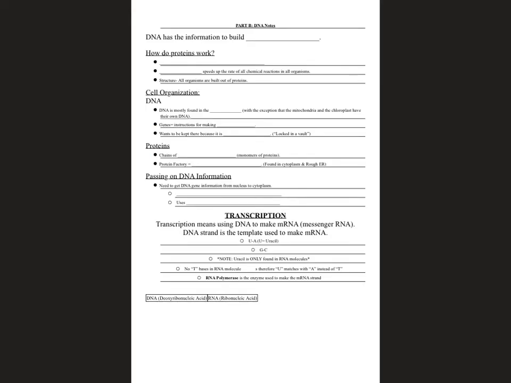Part B, DNA notes. DNA has the information to build proteins. So essentially, when you think of DNA, think of it as being the instructional manual for our lives, for us, right? How we're here, how we function. DNA has all of the instructions.